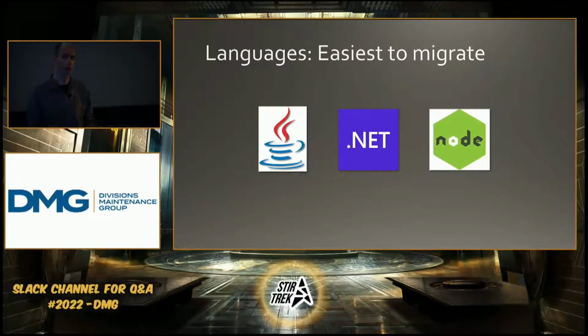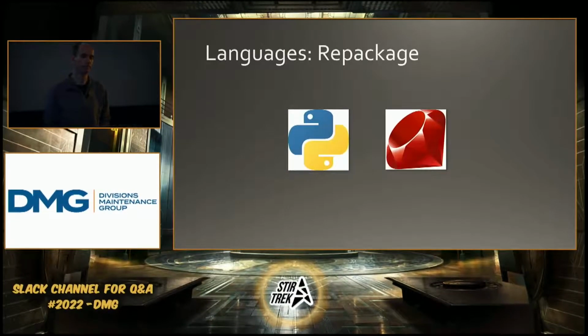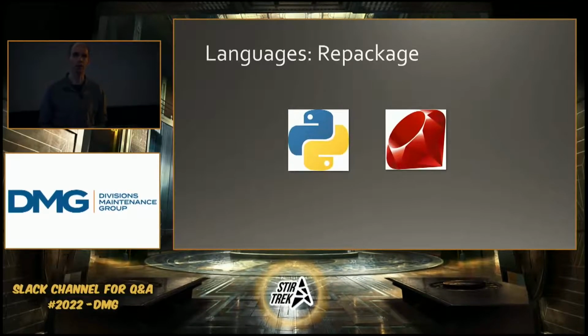And then Node, well, it's running on your phone. There's tons of JavaScript that runs on your phone, so it's no surprise that the virtual machine for Node.js, the V8 machine, runs really well on ARM. Some languages you might need to repackage.